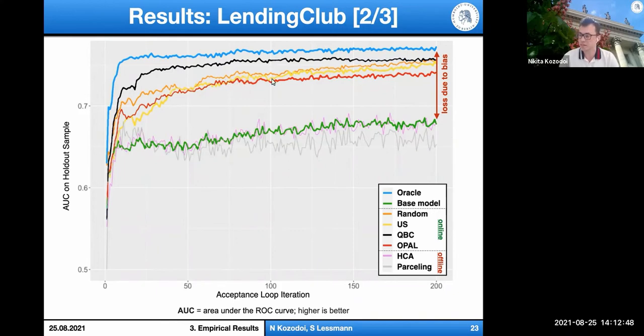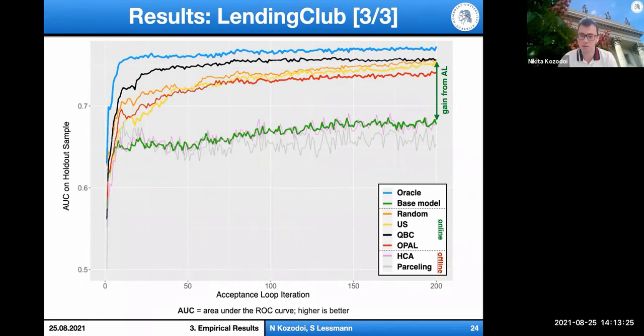The random benchmark is: let's accept 10% random applicants out of the rejected applicants, and this proves to be quite a strong benchmark in the active learning field that you need to beat in order to make your selection strategy more smart. So you essentially see here that there is some gain from active learning for every one of these methods compared to the base model, which is not using any data on the rejects. This is in terms of AUC.